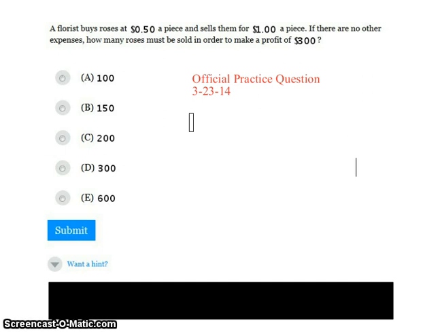So the question reads, a florist buys roses at 50 cents a piece and sells them for $1 a piece. If there are no other expenses, how many roses must be sold in order to make a profit of $300?